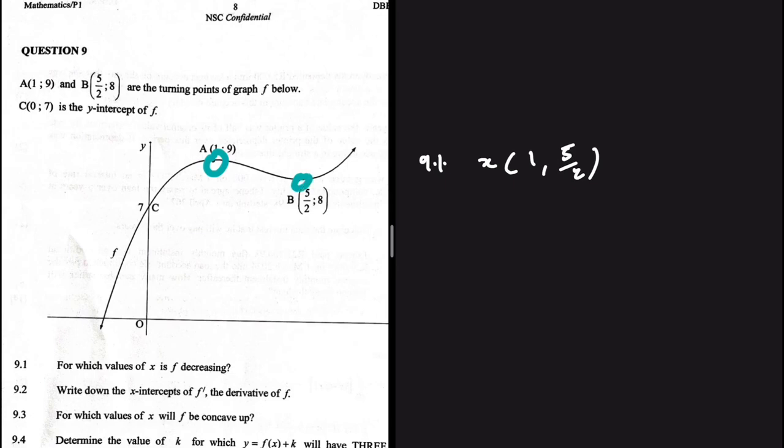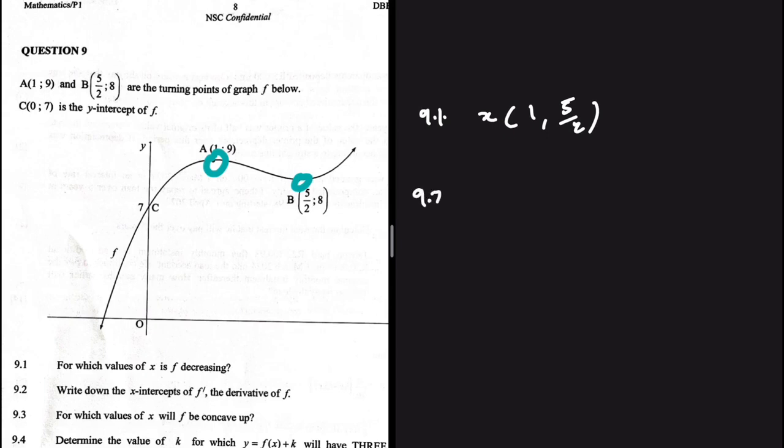So we're not supposed to include 1 and 5/2, which I think, most definitely, some people did include, those 2 points. But if you think about it, we're not supposed to include them. The function is stationary at a and b. That's why the turning points are sometimes called the stationary points. Okay, so that is 9.1.